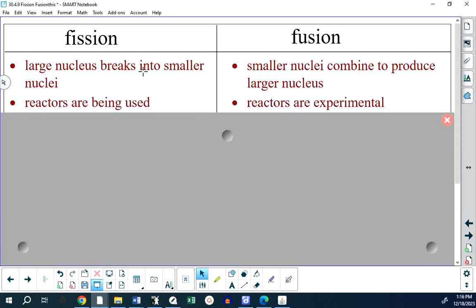Fission reactors are being used currently. They're becoming more and more popular. Not like popular is the wrong word. They're more frequently used. Okay. There are accidents from time to time. You have heard of, maybe you haven't, Three Mile Island. Chernobyl, I'm assuming you've heard of. Fukushima.